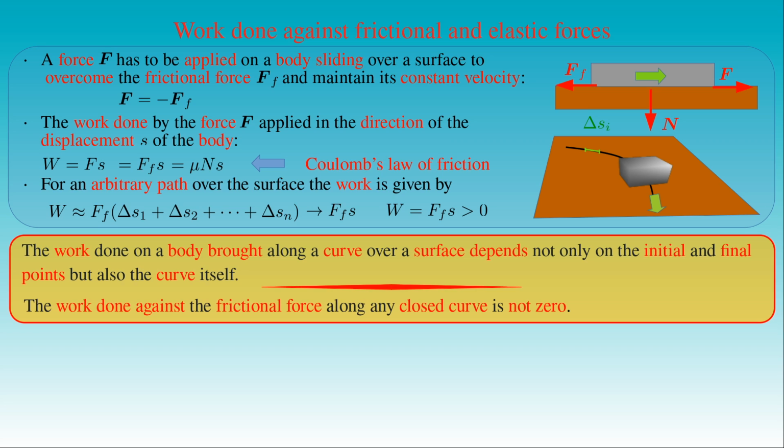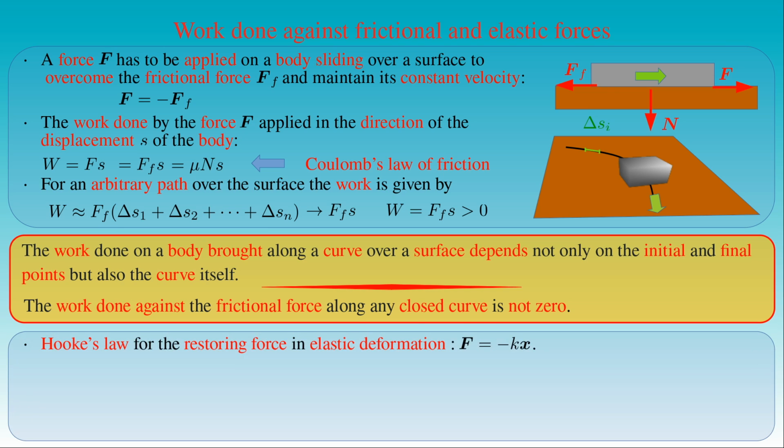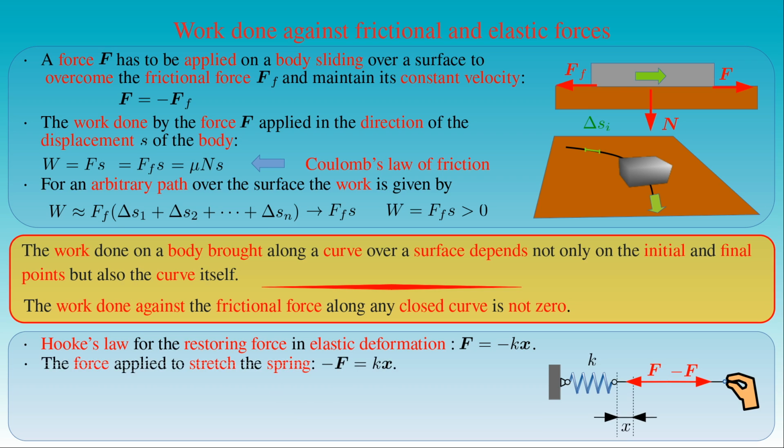In the other example we determine the work done against elastic forces. When we studied Hooke's law we saw the restoring force in elastic deformation is given by minus the spring constant k times the linear displacement x produced by the deformation. If we stretch a spring attached to the wall then we need to overcome the force F in the direction of the spring's axis by applying the force minus F, which is equal to the spring constant k of the spring times the displacement x measuring the stretch of the spring due to the force.